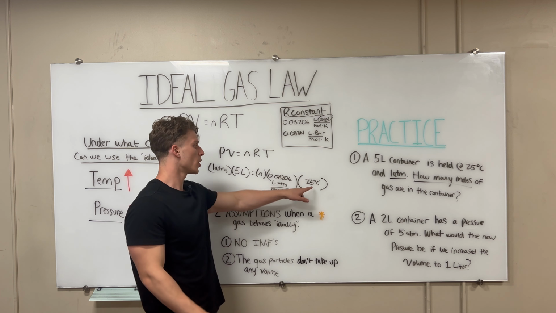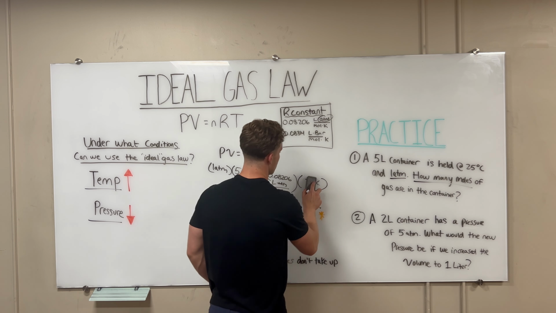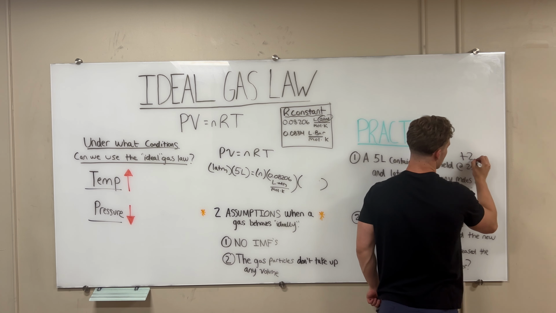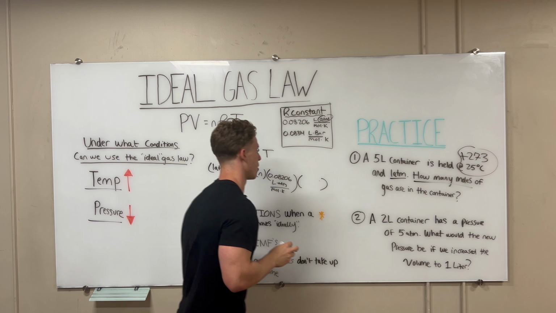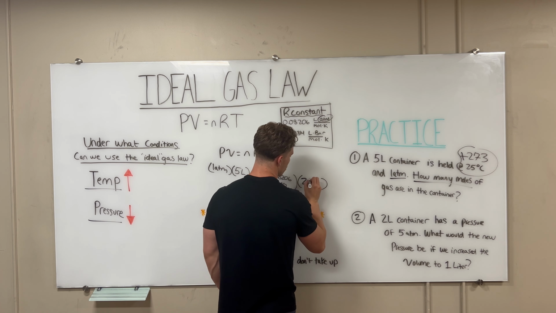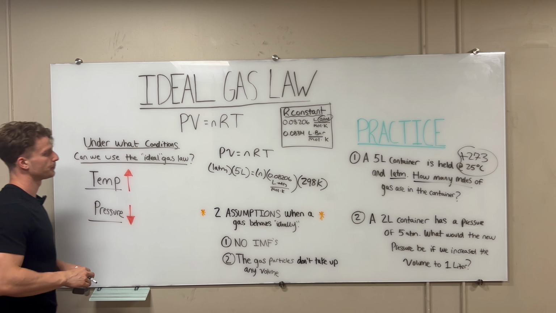So how do you convert Celsius to Kelvin? Well, if you have a value in Celsius, all you need to do is add 273, and that will get you to Kelvin. So if you add 273 to 25, you're going to get 298 Kelvin, which is the correct unit for temperature for the ideal gas law formula.